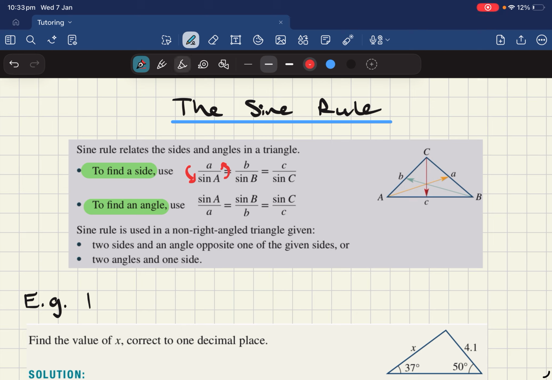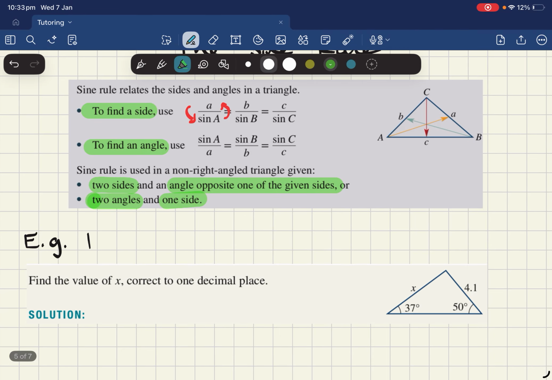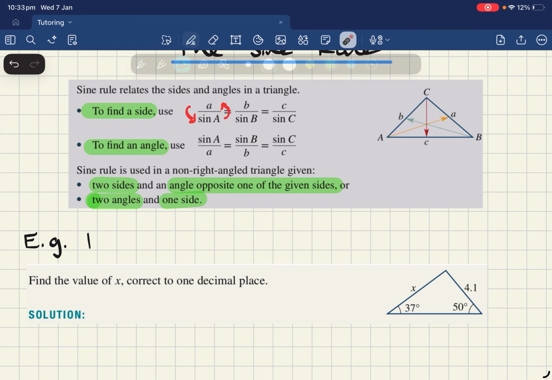Now, we only use sine rule when we're given two sides and an angle opposite one of the given sides, or two angles and one side. But basically the combination that you'll be noticing, I'll even scroll down to example 1 so you can see it, we are always going to use sine rule if we have two sides that are present, one of them can be unknown, and two angles present. So anytime we see two sides, two angles, we are going to use sine rule.